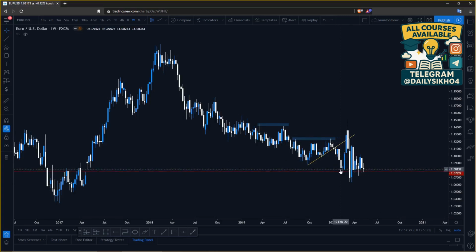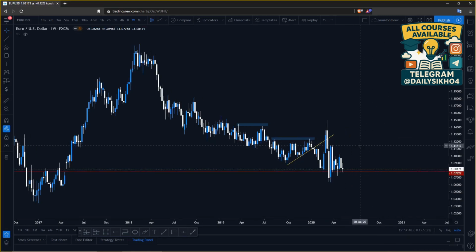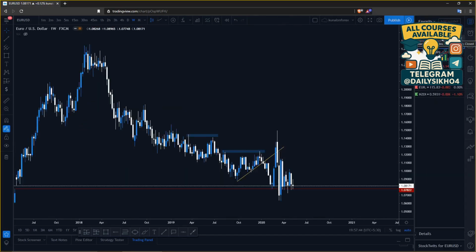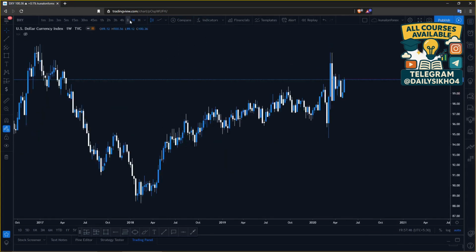So the trend is still bearish, though this happened, every trader was like, yo, Euro USD is a buy now. But as this broke this previous low, that's bearish still. So that's what I mean to say. Now let's take a look at DXY, the same time frame as daily.